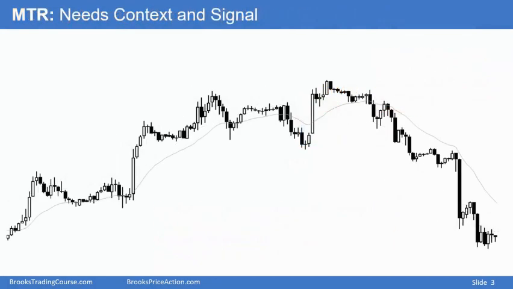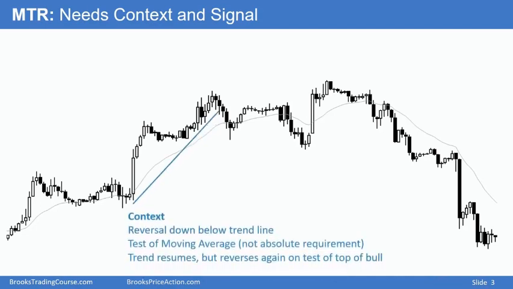They'll sell rallies. A major trend reversal, you need two things. You need context. The bars to the left have to give you a reasonable chance of a reversal, and you want a good signal bar. If you're selling in a bull trend, you want a good sell signal bar to increase the chances of a profitable trade.